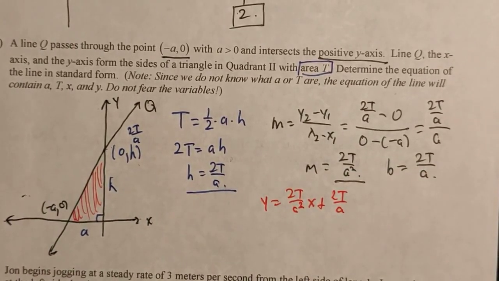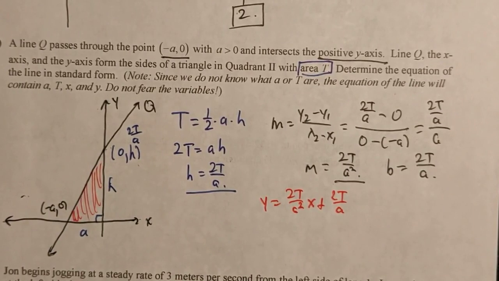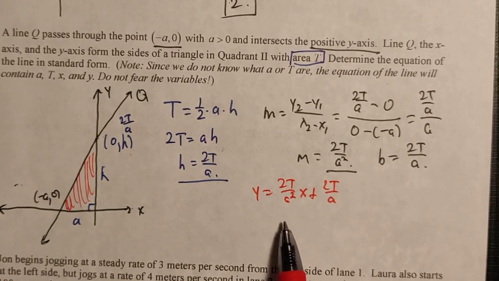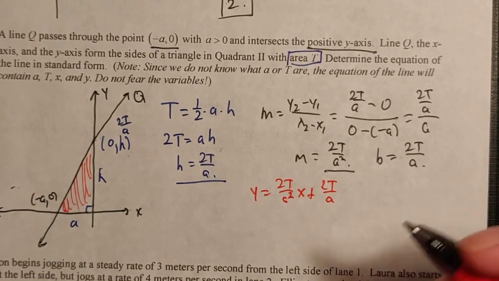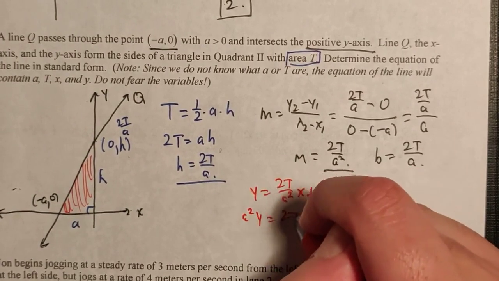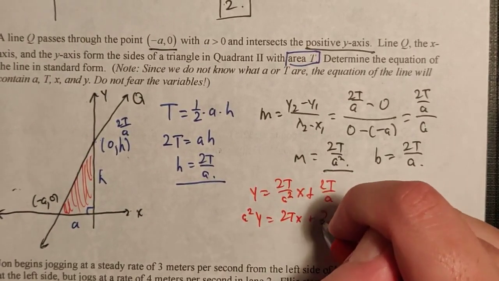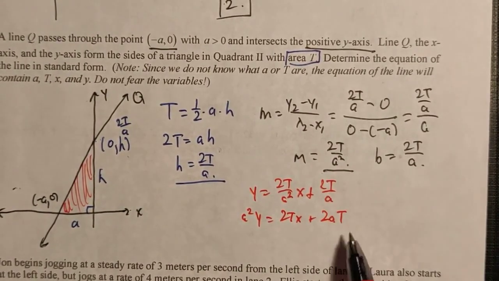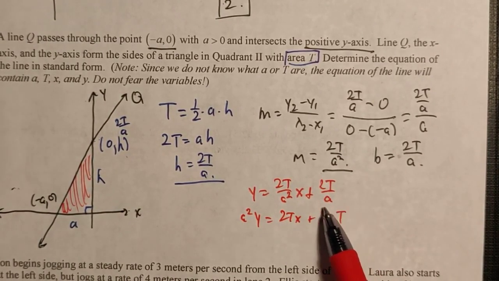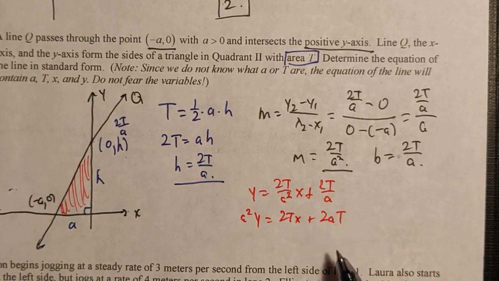Now, that's great, but the problem asks for it in standard form, so we're going to have to simplify this a little bit. And remember that with standard form, we want to try to get rid of fractions. Note that there's an a squared everywhere. We can multiply everything by a squared to get rid of all the fractions. So we get a squared y equals 2tx plus 2at here. Note there's an a here because we're multiplying both sides by a squared. So 1 a cancels this a over here, but then there's an a left over.